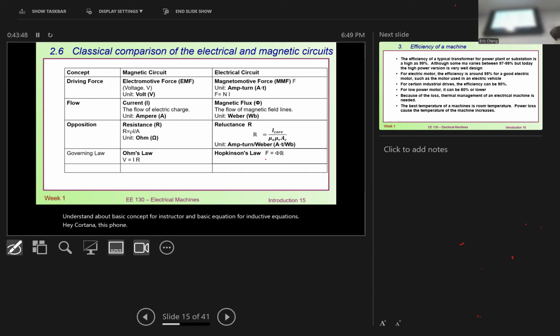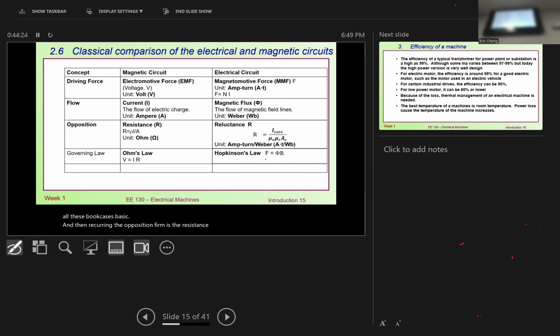In many texts, literature, and websites, we tend to compare the different kinds of circuitry here. I should say this side is electrical, and this side is magnetic. From this whole electrical circuitry, you learn the basic driving electromotive force, and then the current, and the opposition term is the resistance, rho L over A. That's the terminology we learn.